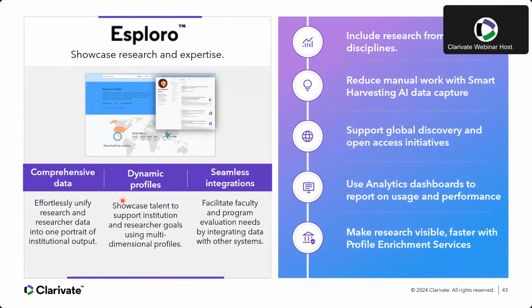Esploro, very quickly, we're talking about comprehensive data, dynamic profiles, and integration with your existing system, where we can also harvest data from different sources to build the most comprehensive profiles. Also getting data at the researcher level in terms of citation metrics from Web of Science, of course, but also Scopus, Dimensions, Altmetrics and so on.